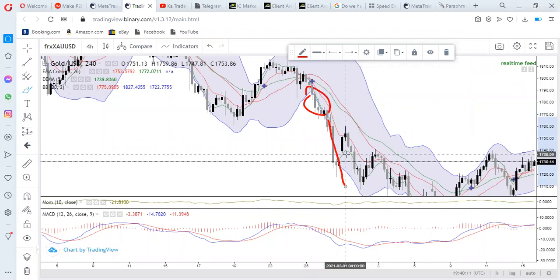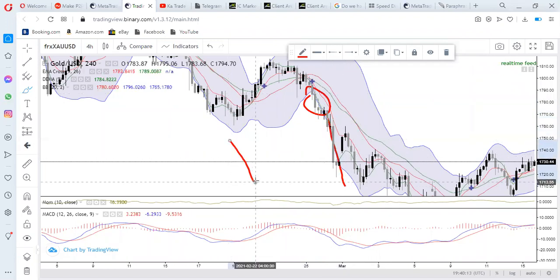Because if we're trading with the Bollinger, the more price is going down, the more we are going to have an expansion of the Bollinger, right? So where are you going to buy, and where are you going to take your profit?